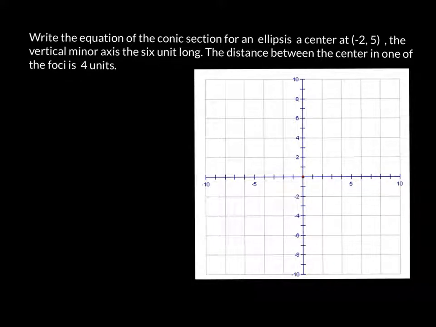Okay, so let's go ahead and break down what the question is telling us. Write the equation of a conic section for an ellipse at center -2, 5. So this gives us our value of h and k. Now, vertical minor. The minor axis is b. B is not the whole thing, though. The entire axis is 2b. So they're telling us that b is equal to 3 in that statement.